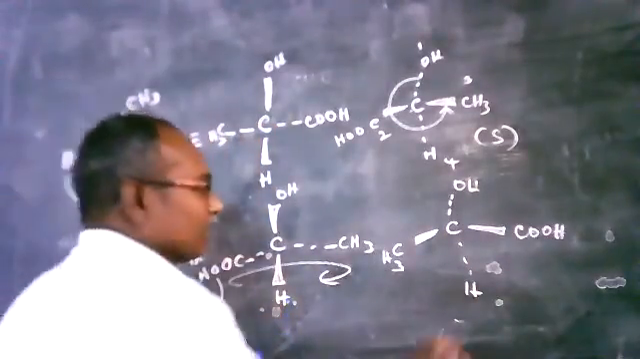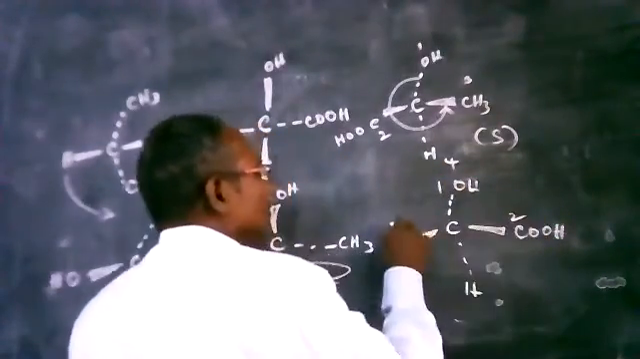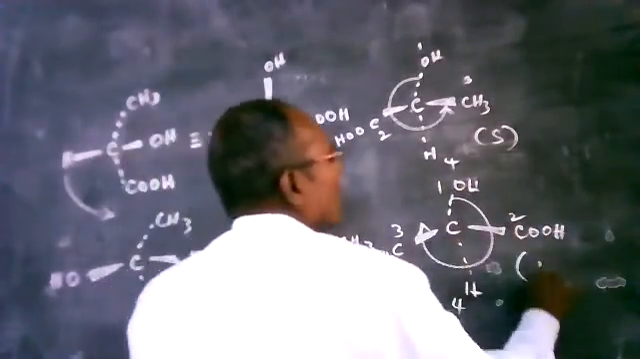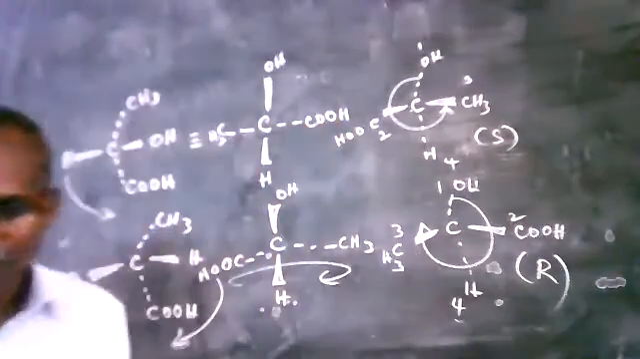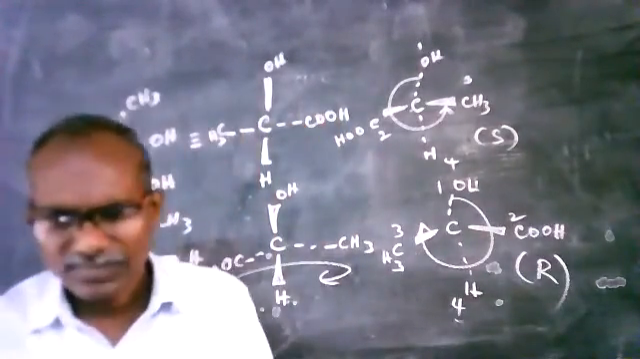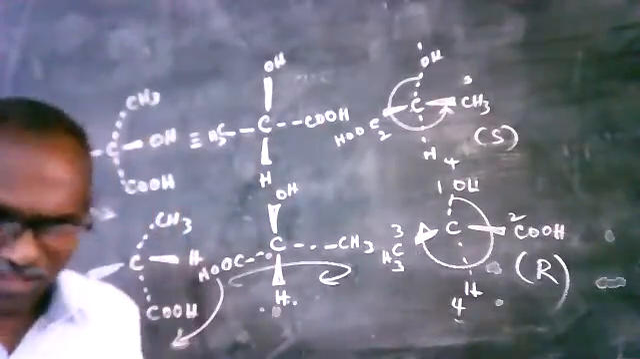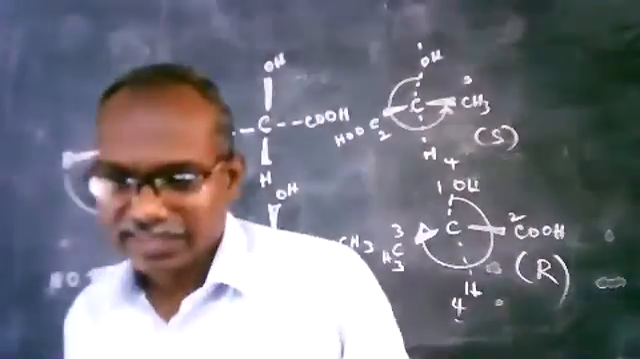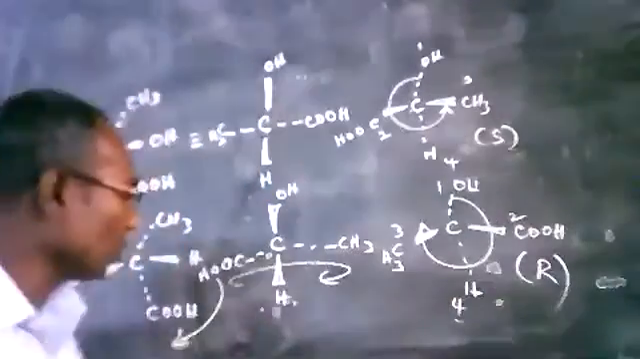Now the preference number 1, 2, 3, 4. So 1, 2, 3. So this is R rotation, clockwise rotation. So this is how the RS notations are made. Now, suppose if it has more than one chiral center, what happens? Let me take the tartaric acid as an example and explain so that you will understand well.